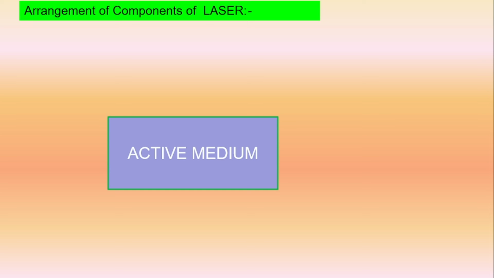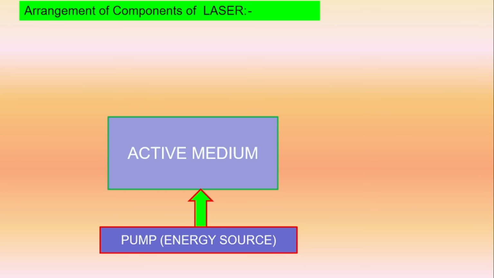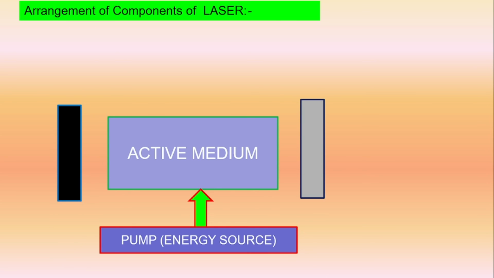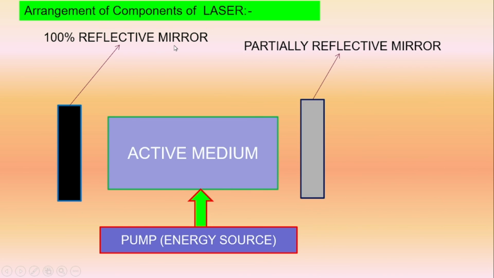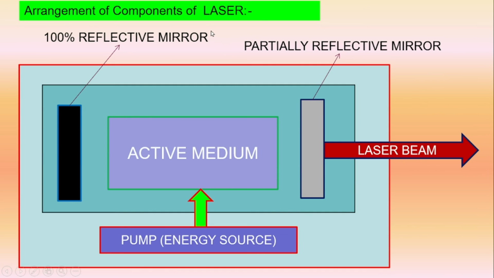There is the active medium and the energy source, which is also called the pump, and on two sides of the active medium there are two mirrors. This one is one mirror and this one is another mirror, in which this mirror works as a 100% reflective mirror, and this mirror is a partially reflective mirror, and the laser beam is emitted through the partially reflective mirror. This is the arrangement of components of laser.